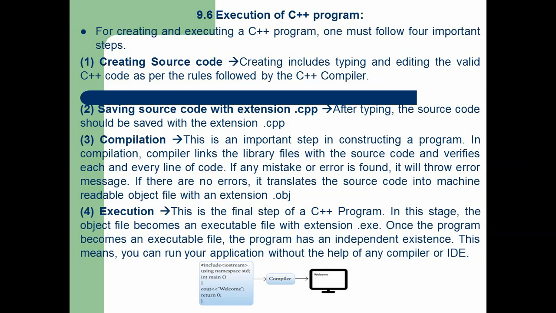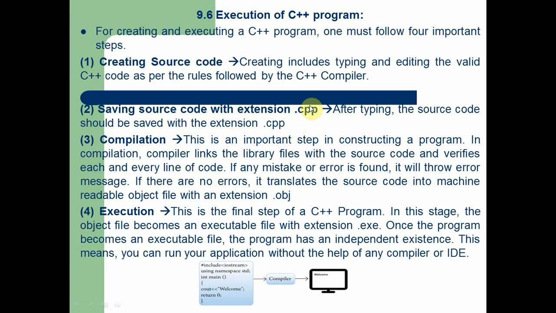The execution of a C++ program needs 4 steps. Number 1, creating the source code, which includes typing and editing valid C++ code as per the rules followed by the C++ compiler. Number 2, saving the source code with the extension .cpp. Each and every source code should be saved with .cpp. Then only the compiler will compile that file.